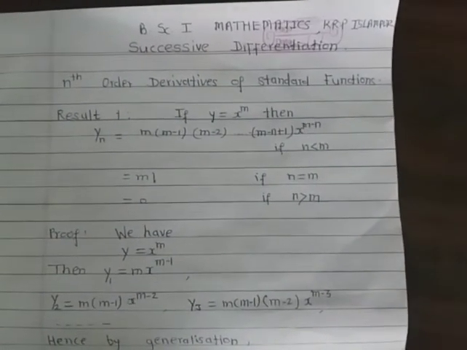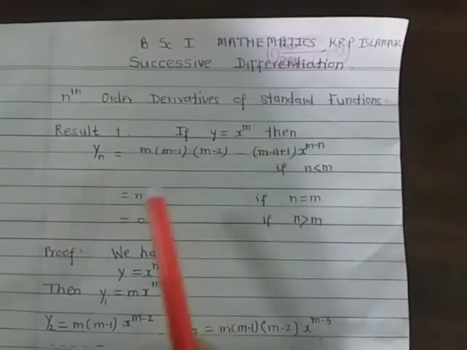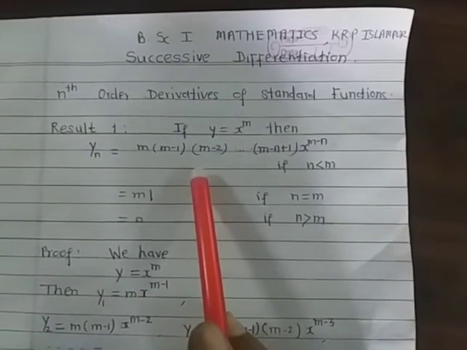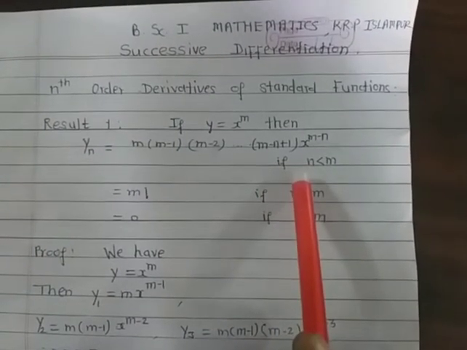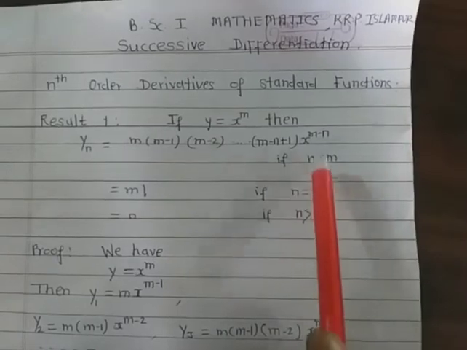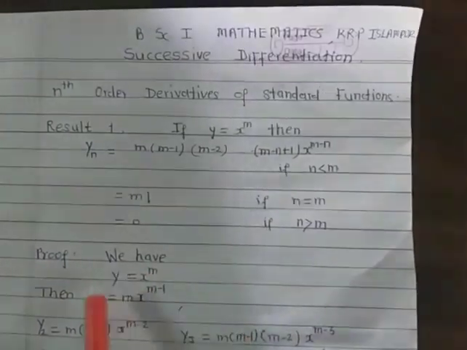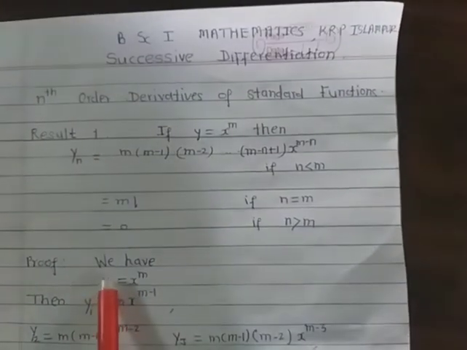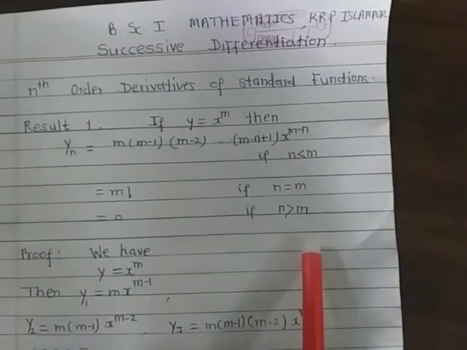Consider first result. If y equal to x raised to m, then yn equal to m into (m minus 1) into (m minus 2) ... into (m minus n plus 1) into x raised to m minus n if n is less than m, and yn equal to m factorial if n is equal to m, yn equal to 0 if n is greater than m. Let us see the proof of this result.